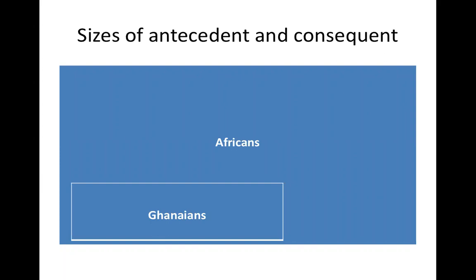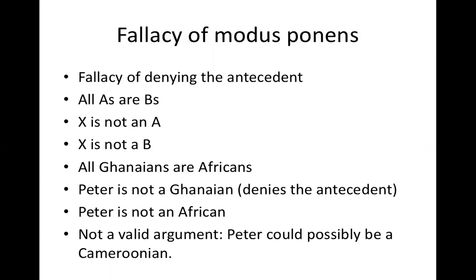Remember, we said that for any argument to be valid, the premises make the conclusion necessary, and the conclusion must follow with certainty. If you say all Ghanaians are Africans, Peter is not a Ghanaian, therefore Peter is not an African, the conclusion doesn't follow with certainty. Peter can be a Cameroonian, or he can be a South African, or he can be a Kenyan. Why won't he mention Nigeria? So what it means is that any argument that denies the antecedent is not valid.